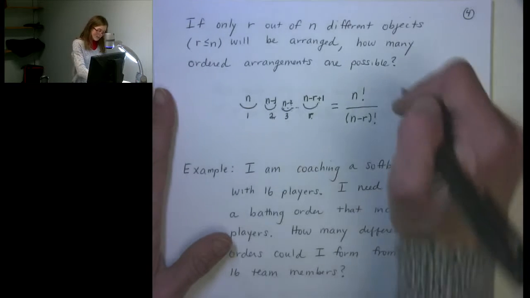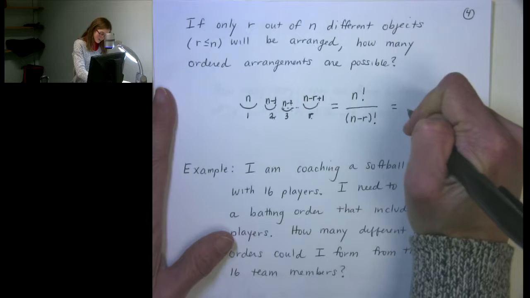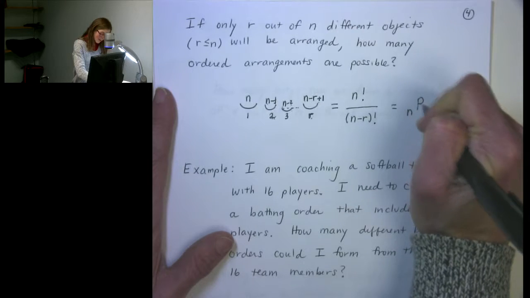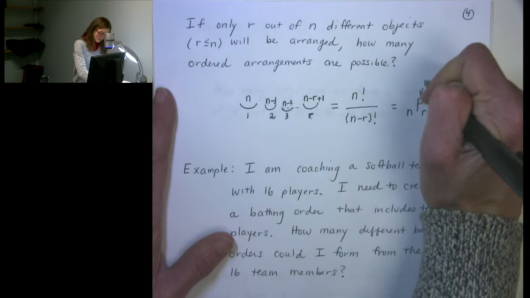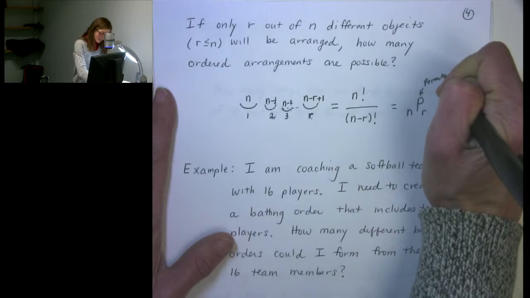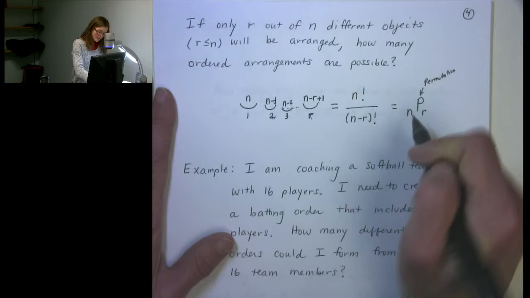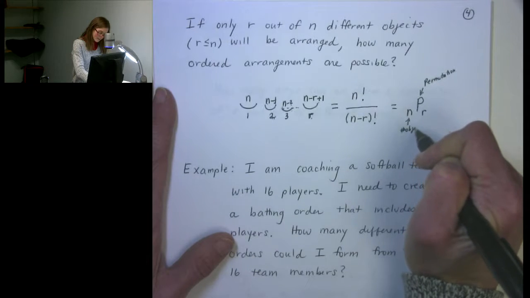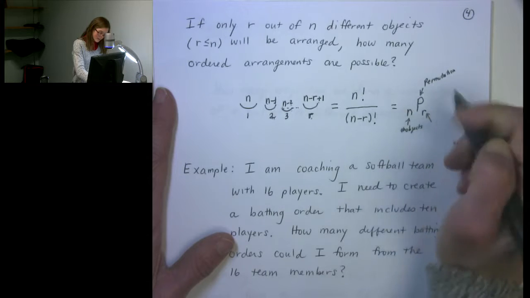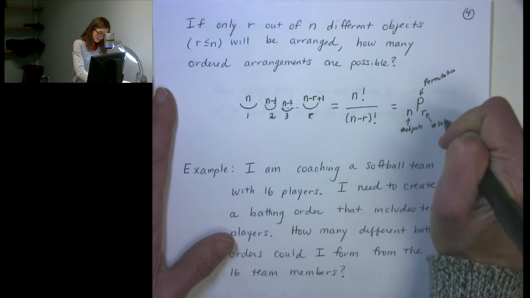And the notation that we use for that is nPr. So it's the number of permutations. P is for permutations. N is the number of objects. And r is the number selected.